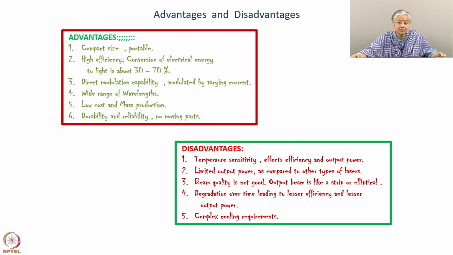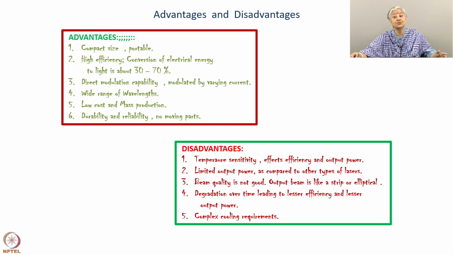In the advantages, it is a compact size laser and it is portable, which you have guessed till now. It is a semiconductor, so it is very tiny, and it has a very high efficiency. That means conversion of electrical energy to light energy is about 30 to 70%.